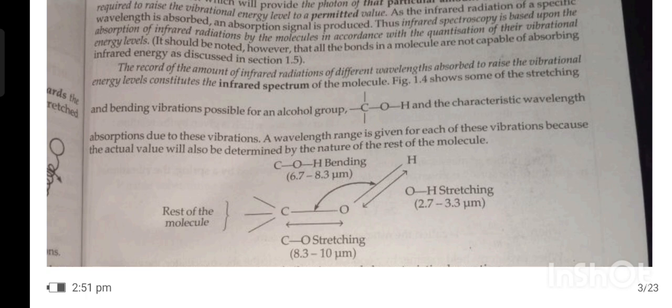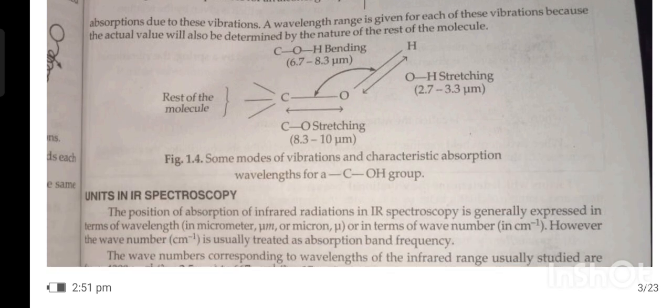Figure 1.4 shows some of the stretching and bending vibrations possible for an alcohol group and the characteristic wavelength absorption due to these vibrations. A wavelength range is given for each of these vibrations because the actual value will also be determined by the nature of the rest of the molecule.